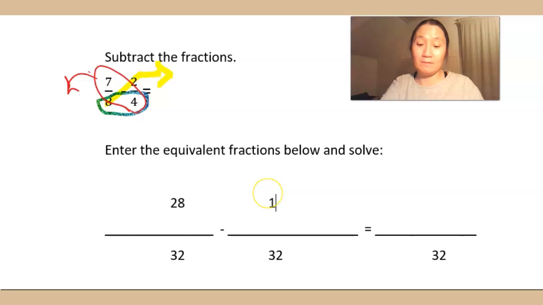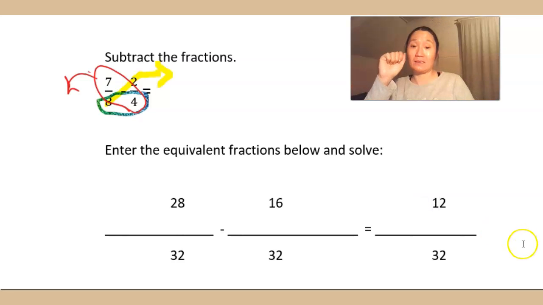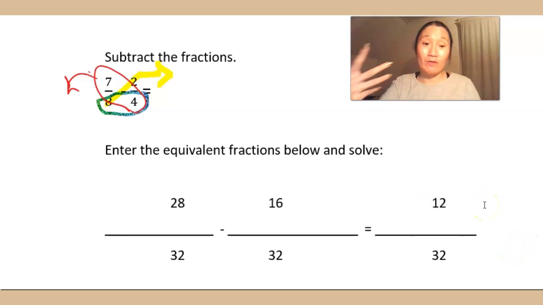So 16. So 16 thirty-seconds being taken away from 28 thirty-seconds. So again, we figured out that that would be 8 minus 6 is 2, and then 20 minus 10, so it's 12 thirty-seconds. All right, so that's our answer, 12 thirty-seconds. 7/8 minus 2/4 equals 12 thirty-seconds.